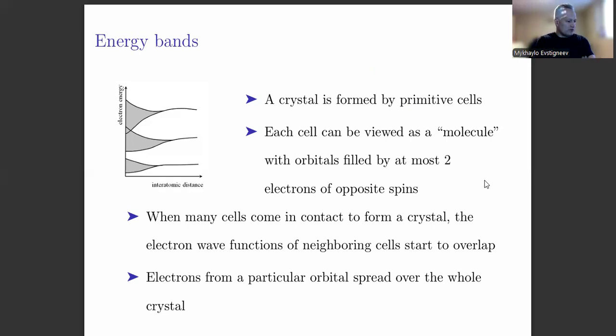From the crystallography part of the course, you already know that crystal structure is defined by the Bravais lattice and the basis that is attached to each lattice point of the Bravais lattice. Let us assume for now that the basis of the crystal is a single atom. There are plenty of crystals where the basis is a single atom.